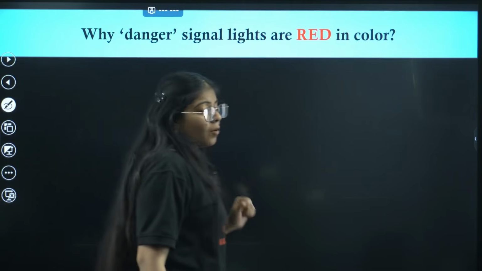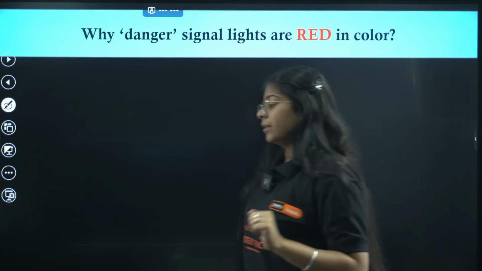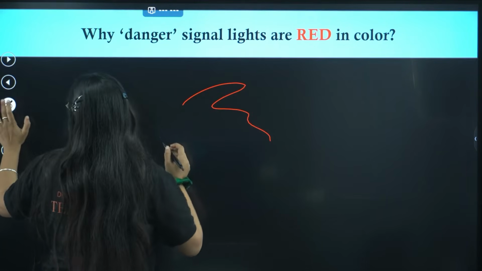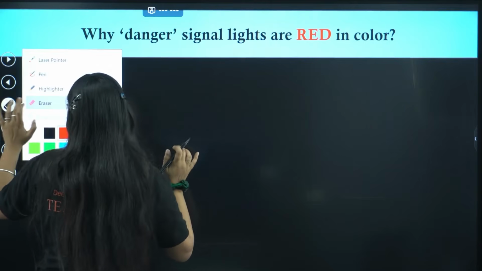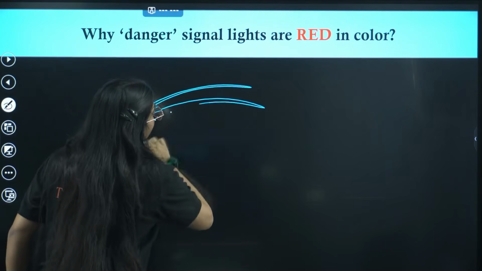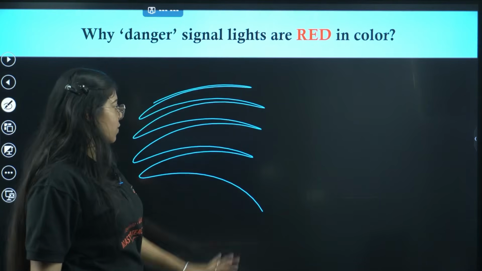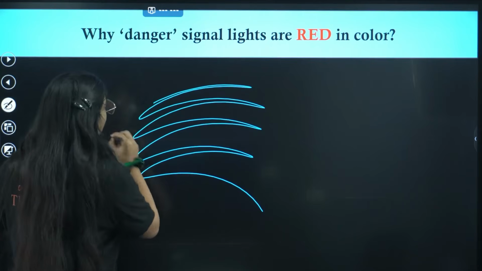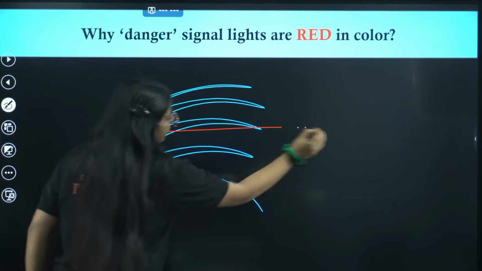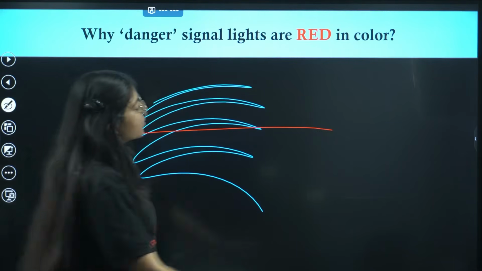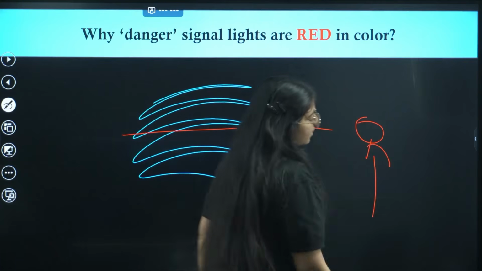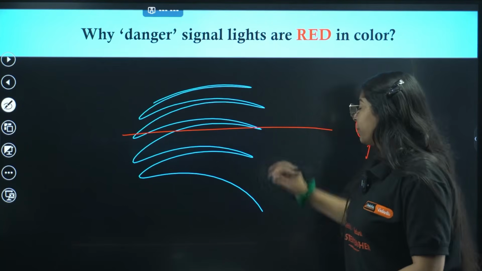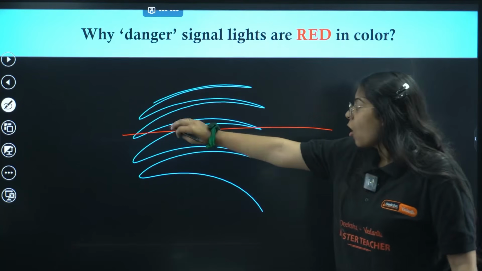Next question, why are the danger signals red in color? What did I say? That blue light scatters away. Okay, let's say this is my atmosphere. Blue light scattered away. What didn't scatter away was my red light. Now if I'm standing here, what will I see better, the blue light which scattered away or the red light?